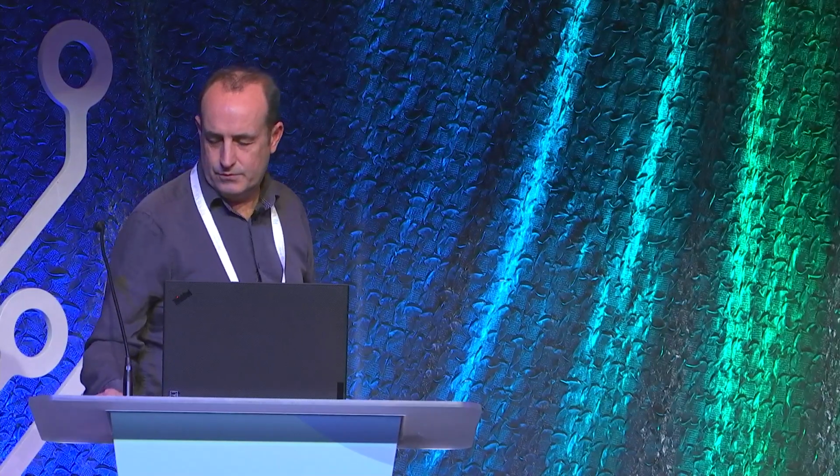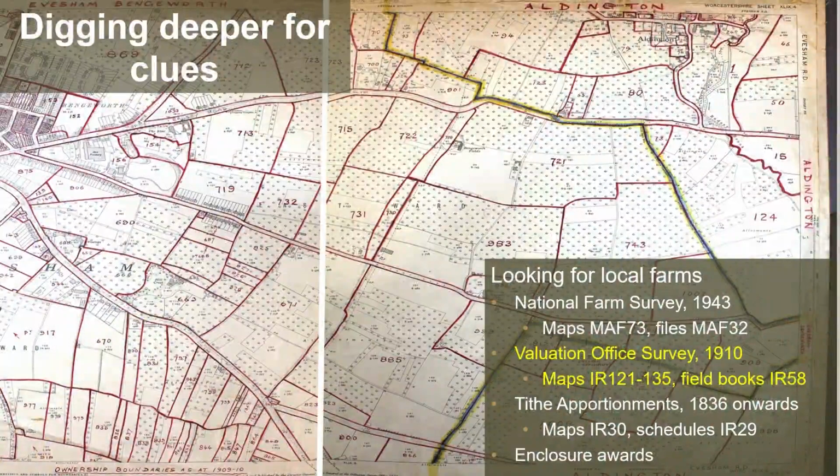The next set of records was created just before the First World War. And they were produced by the Valuation Office. Those who might have heard me talk before, you will know that I do love my finance, particularly medieval state finance. This was created by the Inland Revenue to raise tax through rateable values of property. And so the Valuation Office was set up to survey the whole of the country and work out how much land was worth. And to do that, they once again used a series of ordnance survey maps. You can find those in series IR 121 to 135.